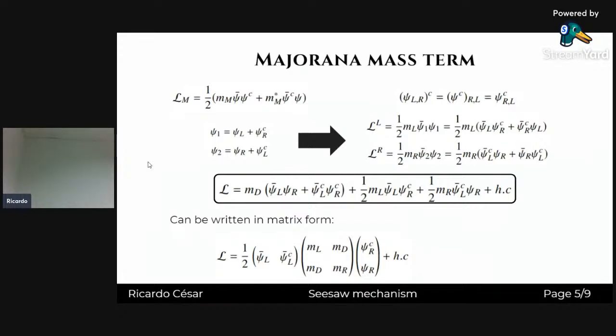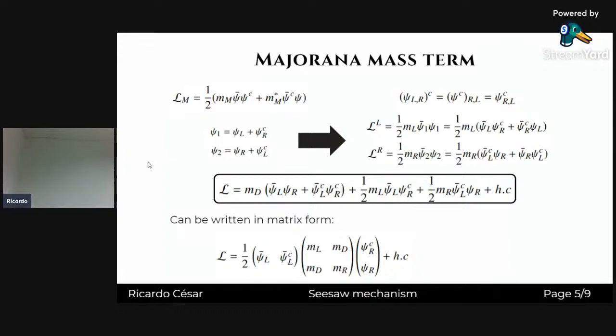Because it takes it out. It's not the same thing. So psi CL, if I place this charge conjugation of this one, I get psi L, and then this psi CR equals psi R equals psi L C. So this is correct, and this one is correct. Yes, you're right. It's correct.